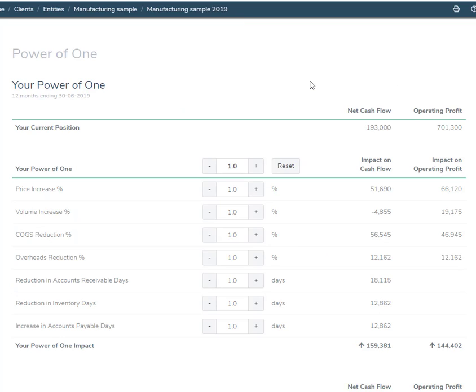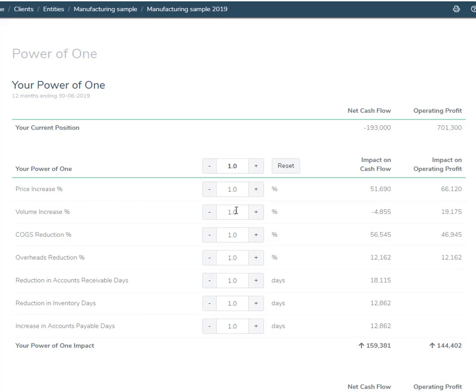Now this is a really cool tool. So this is the power of one, and what it looks at is if we change our prices by 1%, what happens? What is the impact on cash flow? What is the impact on profit? So as in this situation, if we had a 1% price increase, so on our sales we're going to add 1%, the impact on the profit is it will increase by 66,000. The impact on the cash flow is it will increase by 51,000.